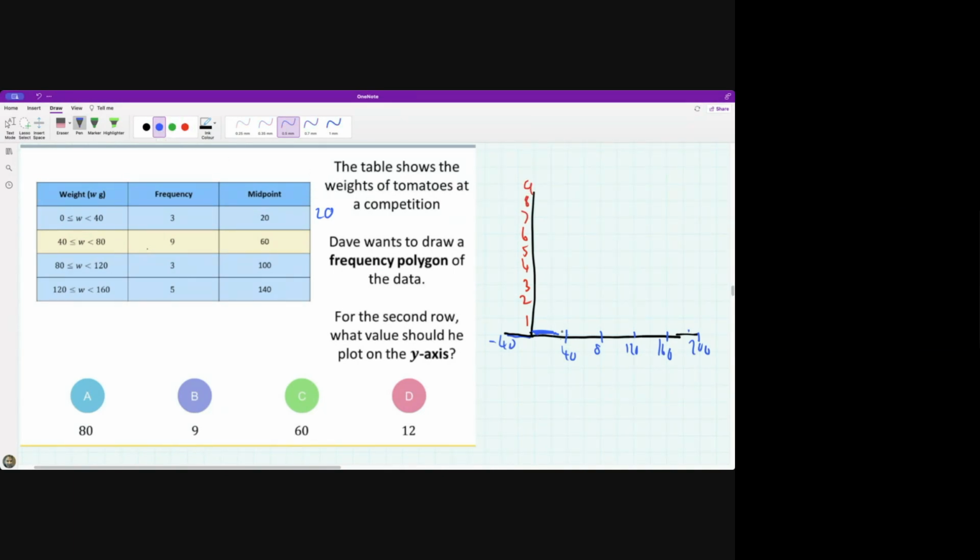So if I had a histogram, the histogram between 0 and 40 would go up to 3. Between 40 and 80, it would go up to 9. Between 80 and 120, it would go up to 3. Between 120 and 160, it would go up to 5. And then these bits over here. So if I imagine the points that I'm going to get for my frequency polygon, they are going to look like that.